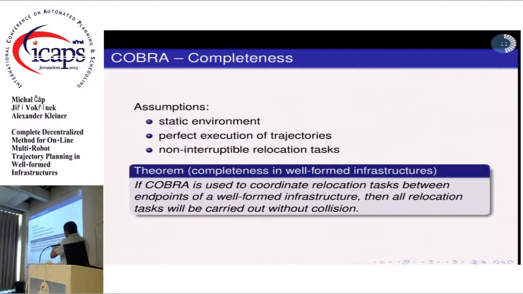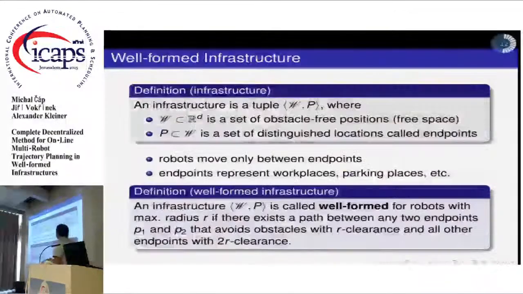So the important property of this approach is that under some assumptions, namely that the environment is static, the robots are able to sufficiently precisely follow the trajectories, and that we don't interrupt the robots midway, we're able to guarantee that this will always succeed. So this will always find a collision-free trajectory in a class of environments called valid infrastructures. Right. Okay. So what is a valid infrastructure?